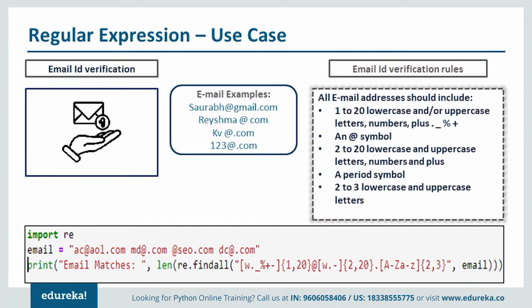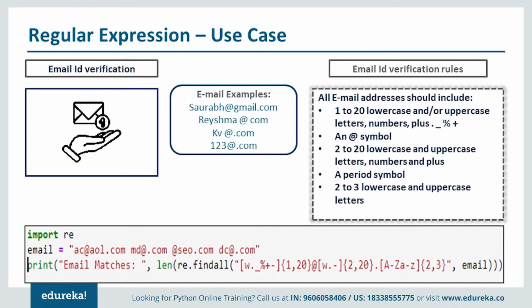The username can be 1 to 20 characters, lowercase or uppercase, and can include numbers, plus symbols, dot, underscore, percentage. These symbols can be present. That is why the regular expression has W, which is for any word character, whether a number or alphanumeric. Then we have dot, underscore, percentage, plus, hyphen. The range of characters should be 1 to 20.